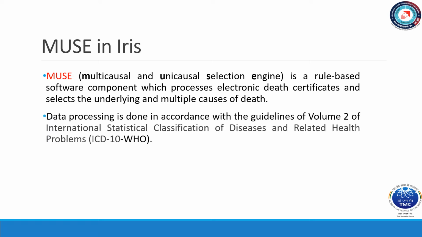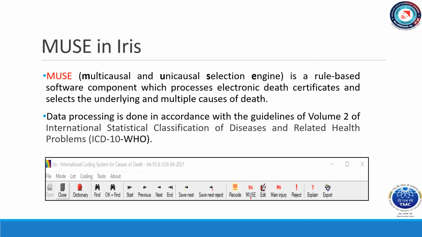Here, the selection engine works in accordance with the guidelines of Volume 2 of the International Statistical Classification of Diseases and Related Health Problems, also known as ICD-10 WHO. Also, since version 5 of Iris, Muse operates based on the internationally agreed decision tables, which are based on the most recent versions of ICD-10 WHO. The Muse function is placed in the toolbar as shown.